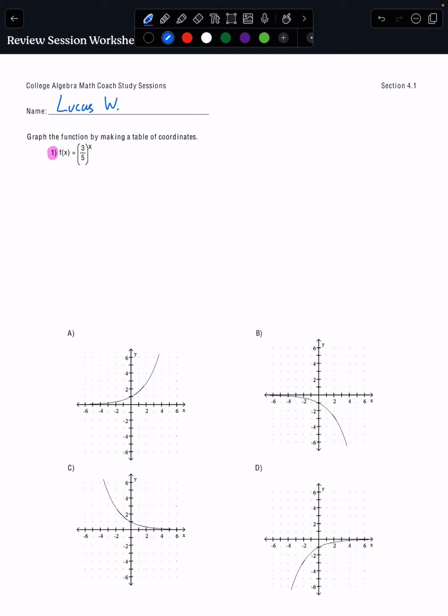Looking at question 1, it says graph the function by making a table of coordinates. When it says make a table of coordinates, it literally just means plug in a number and test that. So here, I'll just make a list. Plug in for x, we'll do -2, -1, 0, 1, and 2. Those are always a pretty good set of numbers to test if you're just going to guess and test.